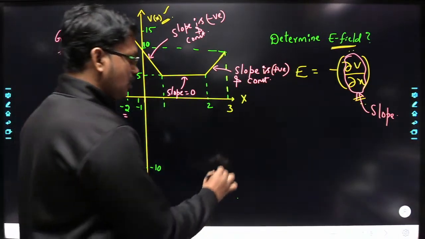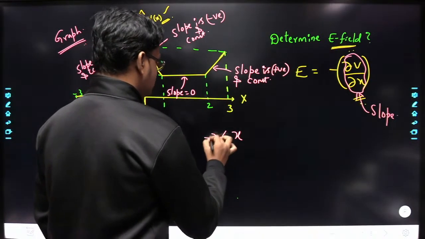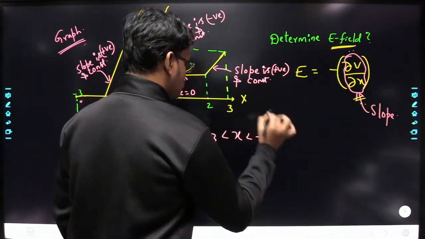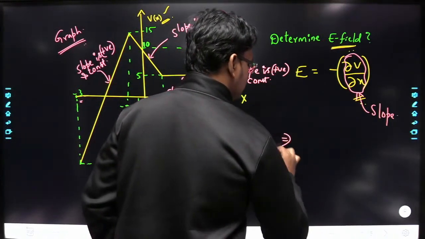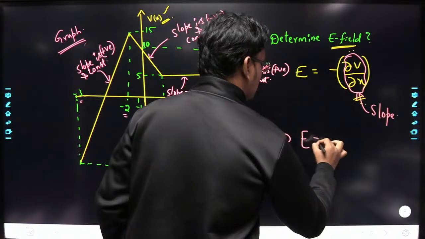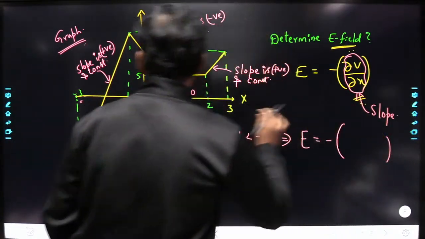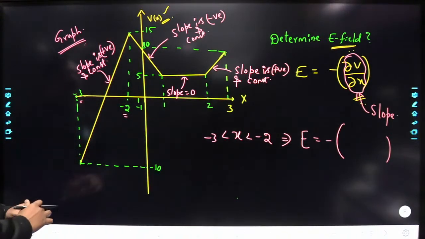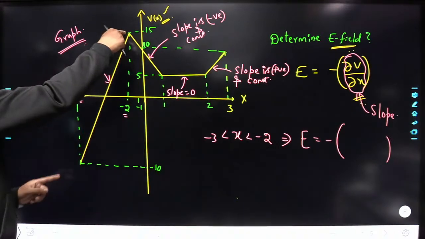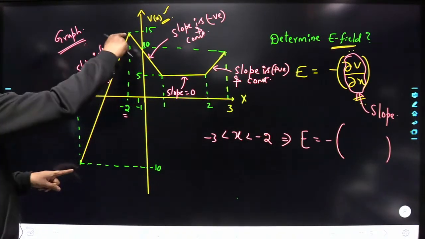is the electric field? So when x is varying from minus 3 to minus 2, in this case, electric field E is equal to minus of the slope of this line. So what is the slope of this line here? Here it is 15 and here it is minus 10.